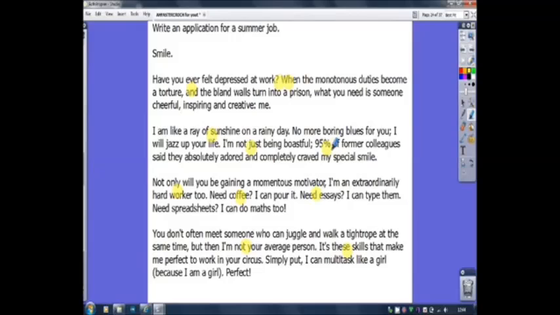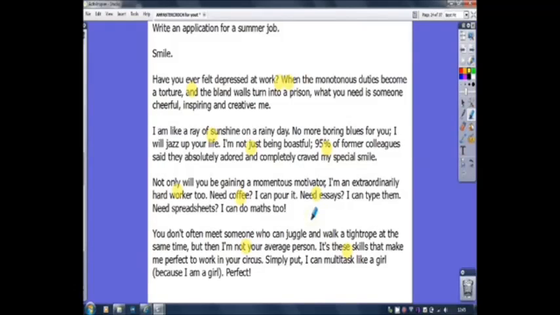95%, it's a statistic. This is actually the only weakness in the answer. It's obviously a made-up statistic, isn't it? But it still works. I'm not just being boastful, emotive language. I'm an extraordinarily hard worker, emotive language. Need coffee, rhetorical questions. Need essay, repetition for effect, rhetorical question. You get the idea. Anywhere that your finger goes, there's a technique. In other words, this is a candidate who's trained herself to use a faster crocodile no matter what. Every single sentence will have a technique in it.